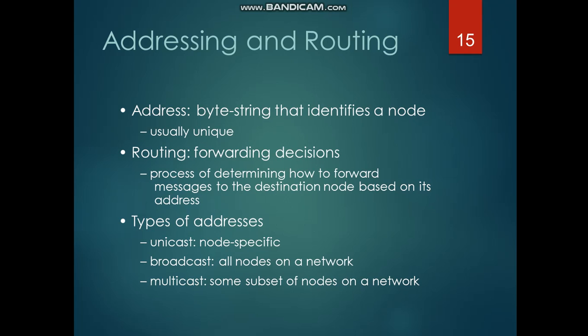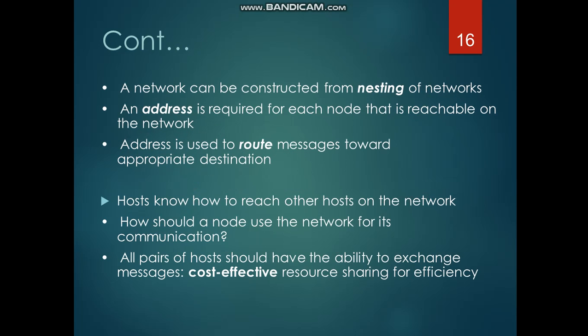There are three types of addresses. Unicast: when we want to send data to only a single node. Broadcast: when I want to send data from one client to all the nodes on a network. Multicast: when we don't want to send data to all nodes but to some specific subset of nodes.